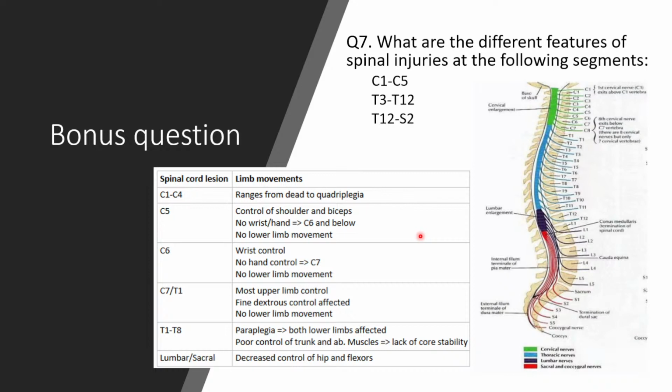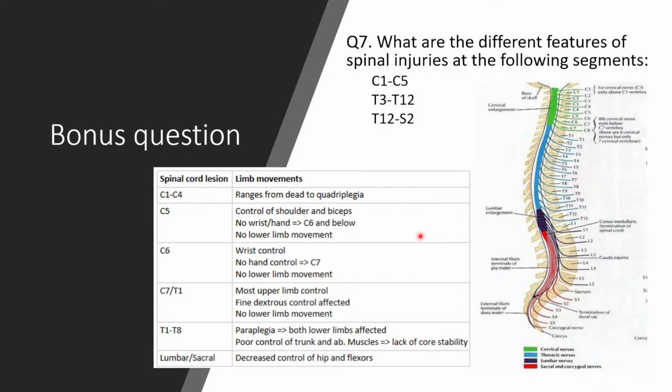Now for lesions from T3 to T12, upper limbs completely normal, so you'll be paraplegic, which is the lower limbs. You'll have poor trunk and abdominal muscle control from T1 to T8, and this is just because these are the muscles that are innervated by T1 to T8. So you'll have lack of core stability causing postural problems, so there'll be difficulty sitting, there'll be difficulty maintaining your posture, so you will need a wheelchair. Once again, there'll be upper motor neuron signs.